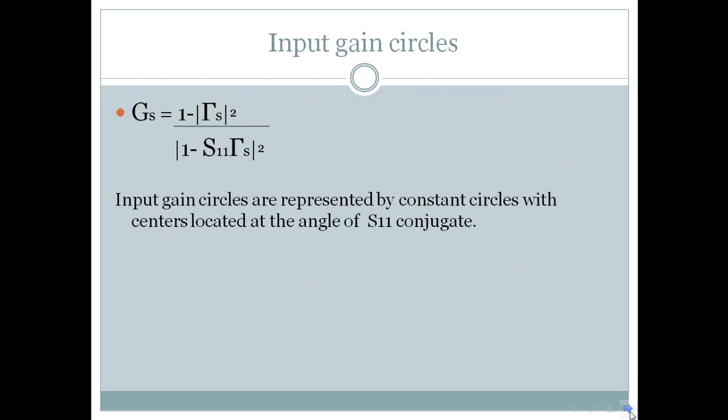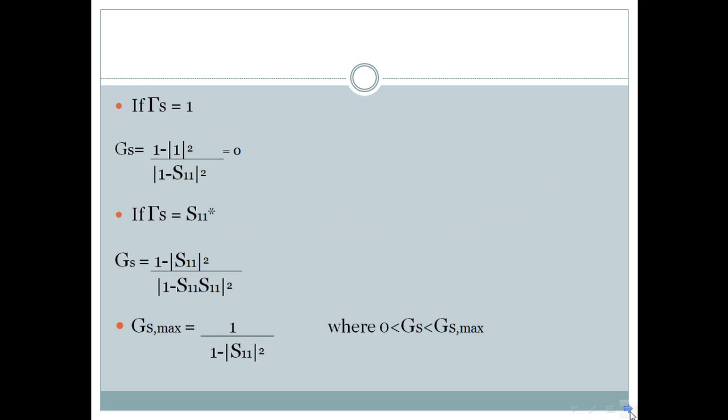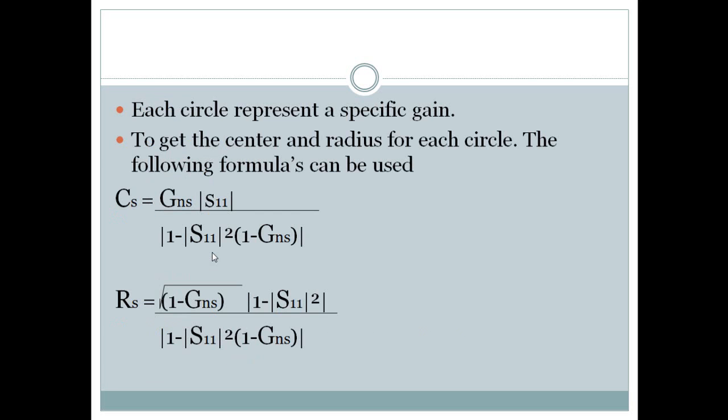Input gain circles are represented by constant circles with centers located at the angle of S11 conjugate. If gamma s equals 1, then the gain at the source will equal 0. If gamma s equals S11 conjugate, then the gain at the source will be obtained from this equation. The maximum gain at the source will equal 1 over 1 minus S11 squared. Each gain will be represented by a circle. To get the center and radius for each circle, these formulas can be used.